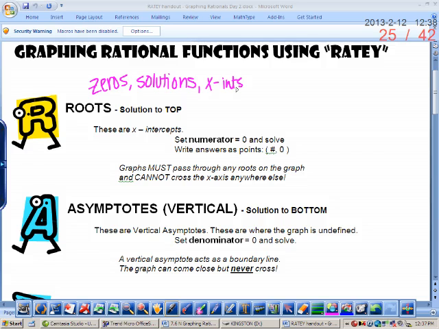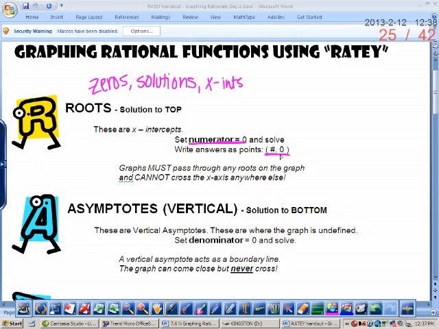When does a fraction equal 0? When the numerator is equal to 0. Okay, because 0 divided by any number is 0. So the way you solve for your roots is you set your numerator equal to 0. And then you write your answer as a point. Roots must always be given to me as a point.